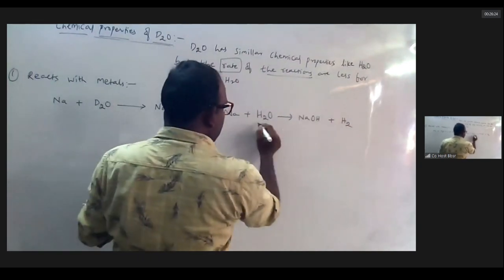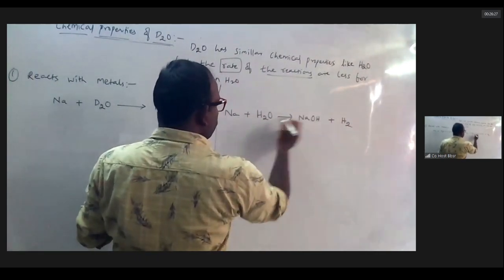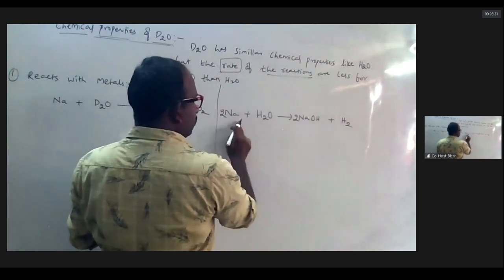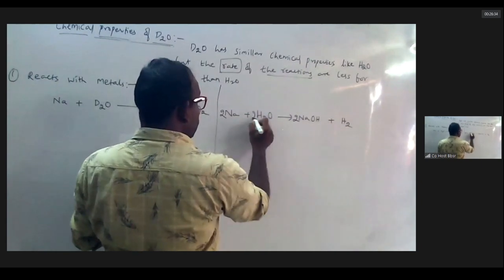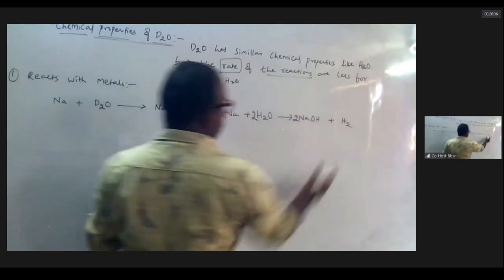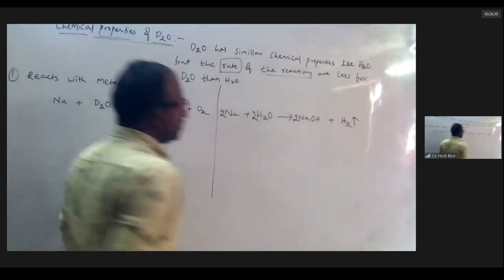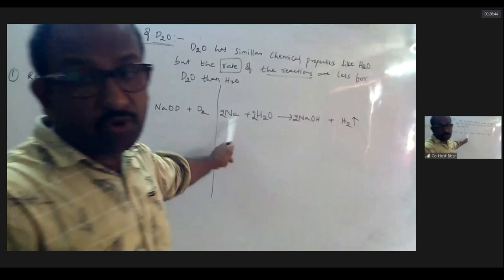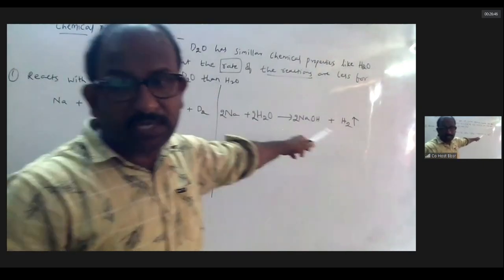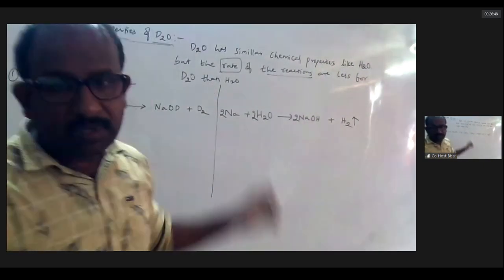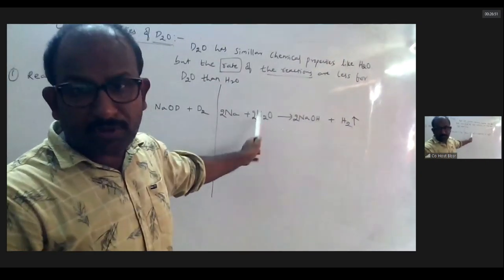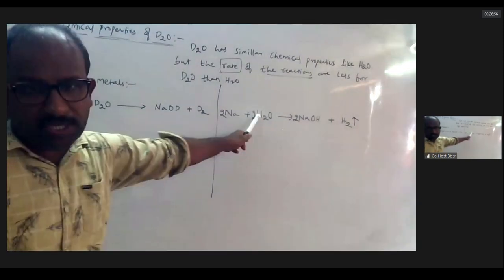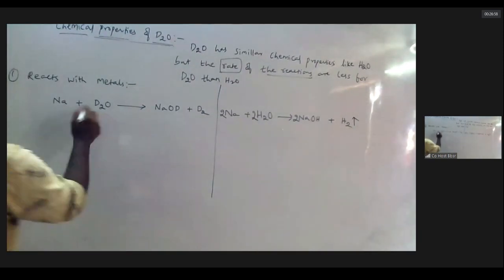See, here there is H2, so for 2NaOH you have to take 2Na, and with 2Na the oxygen also has to be two, so the hydrogen gets balanced. So this is the balanced reaction. See, water reacts with sodium and liberates hydrogen gas along with sodium hydroxide formation. In the same reaction, take D in place of hydrogen, just taking D in place of hydrogen makes it D2O.